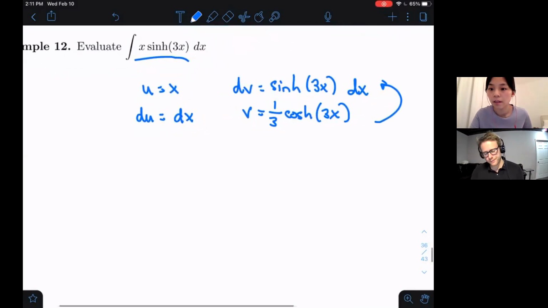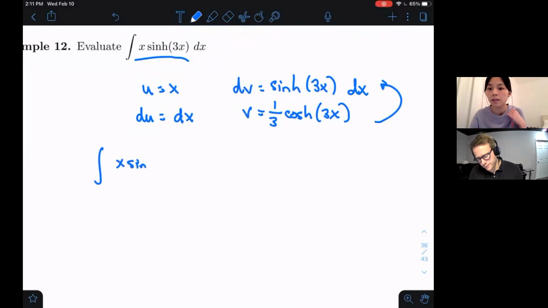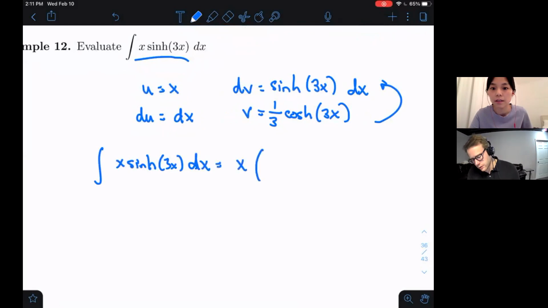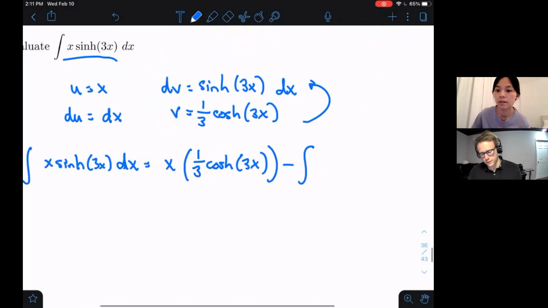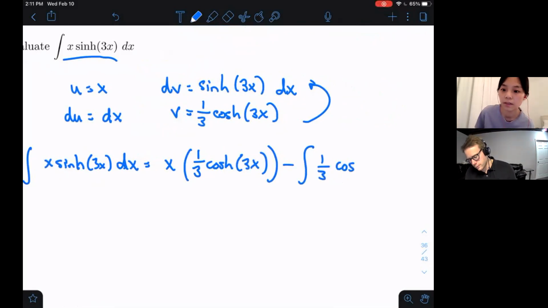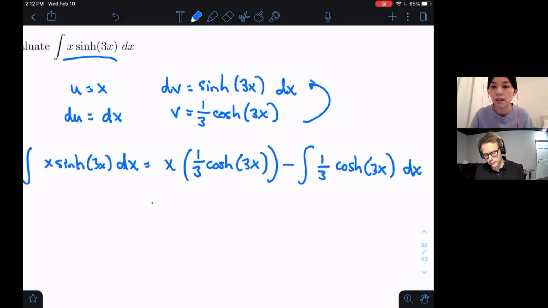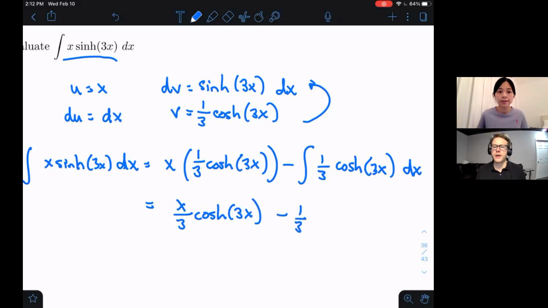So now that we have the setup, we can say that this is going to be equal to uv, so uv minus the integral of v du. And du is dx. So very much like the last one here. Let's see, we can take out this 1/3. And when we integrate hyperbolic cosine, we just get hyperbolic sine.